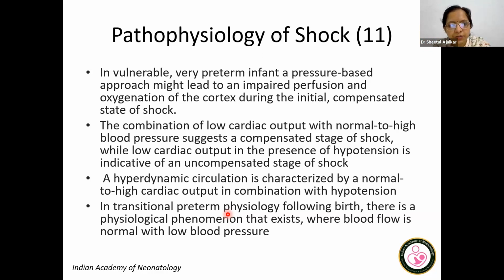Hyperdynamic circulation is characterized by normal to high cardiac output in combination with hypotension. In the transitional preterm physiology, there is a physiological phenomenon where blood flow is normal and the BP can be low. So both things are there. BP can be low with normal blood flow, and also in the compensated stage of shock, when the BP is normal, the flow can be low. So these things need to be taken into consideration.